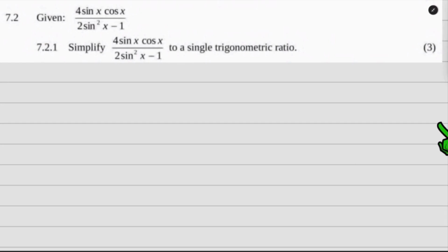Question 7.2 gives us a trig expression. And we've been asked to simplify that trig expression to a single trigonometric ratio. So they just want to see a single cos in your answer, or a single tan in your answer, something to that effect. So I'm kind of seeing double angles here, not quite, but kind of, but I can manipulate it so that they are double angles. So let's have a look at our double angles and let's try and make these two things look like them.